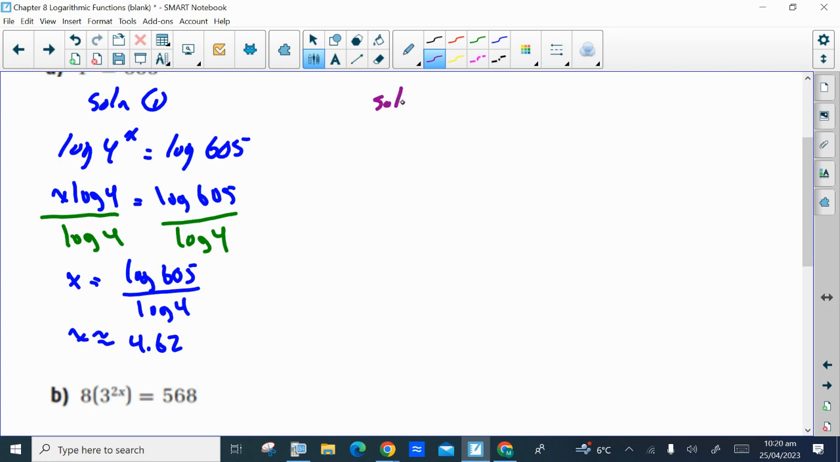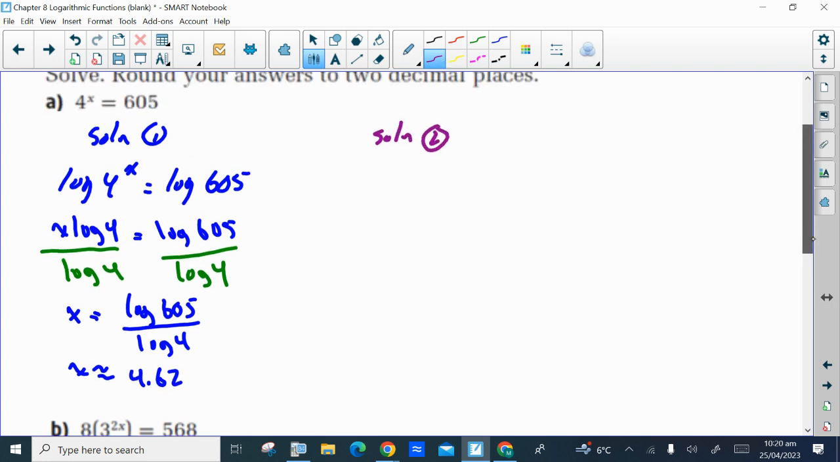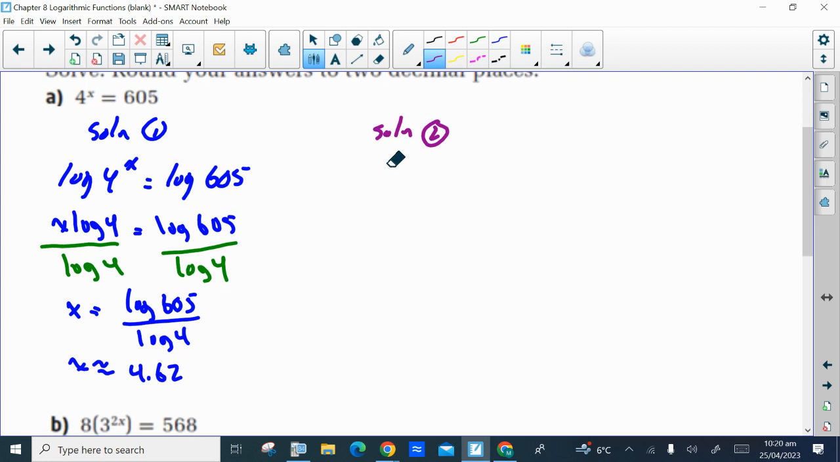The second way, which we'll call solution 2, is taking the expression and converting from exponential to logarithmic. We have 4 to the power x equaling 605.